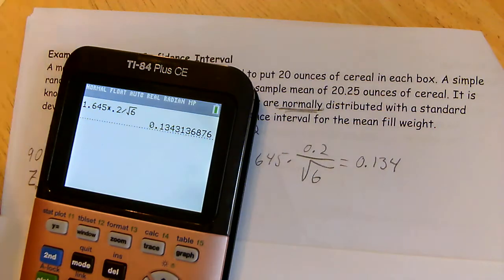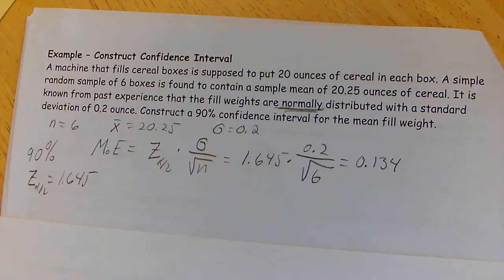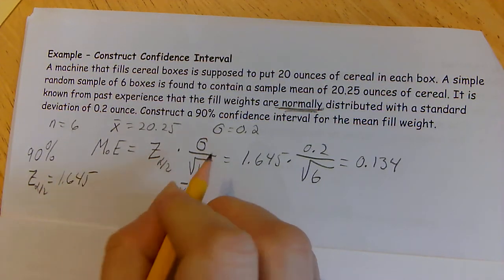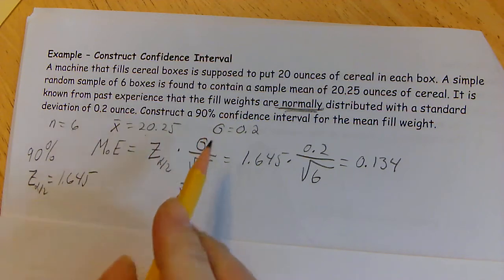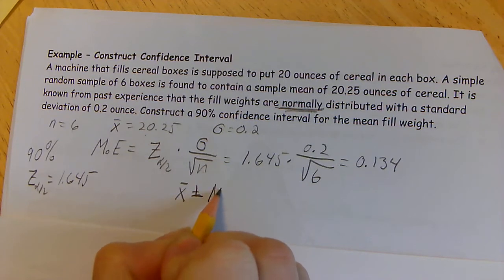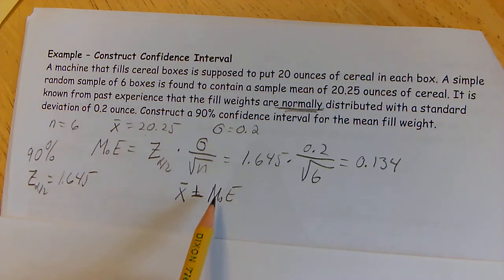I'm rounding that to 3 decimal places. That is my margin of error. So what I'm going to do is take my sample mean, which was given to me, and add and subtract my margin of error. That's how I get my interval.